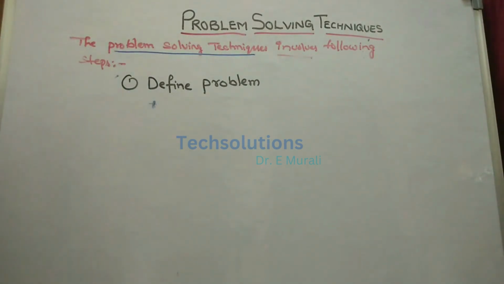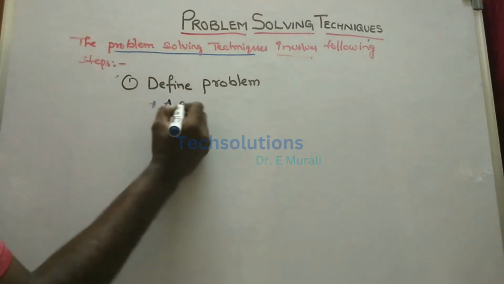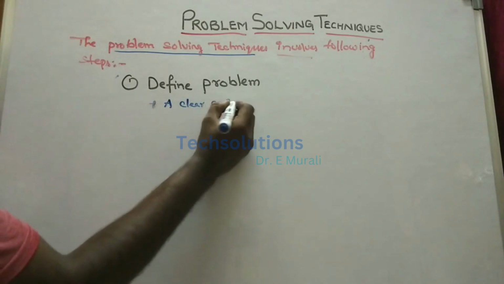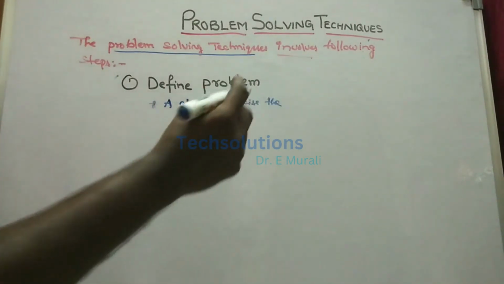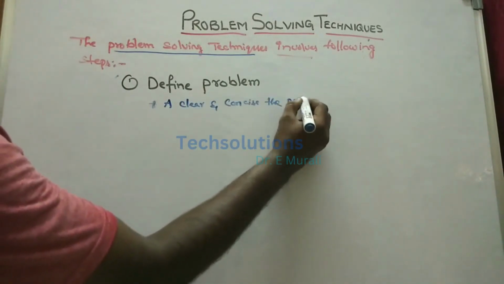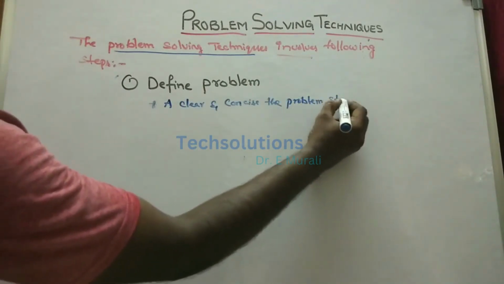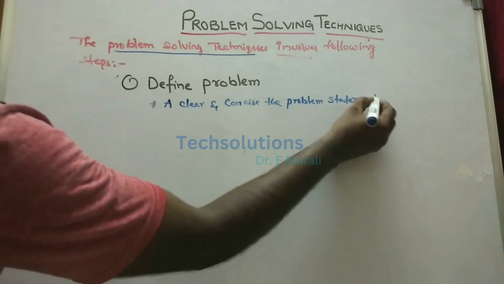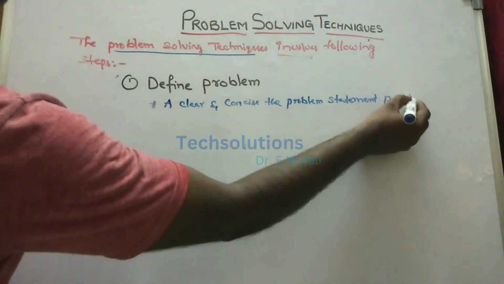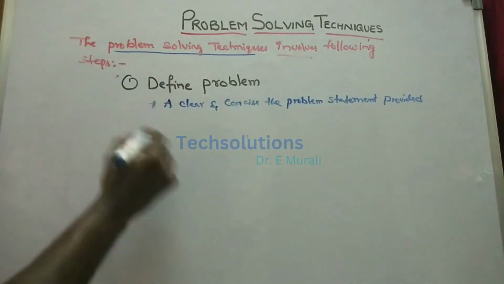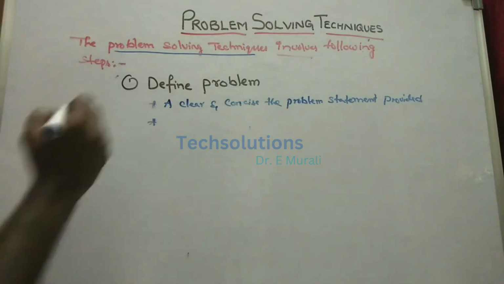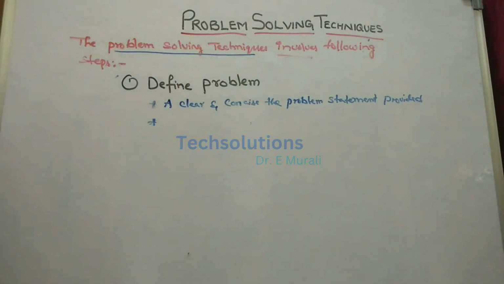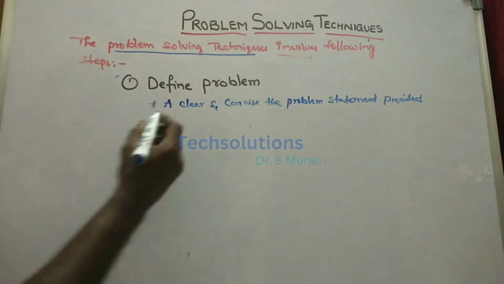First, we have to be clear and concise about the problem statement. What is the problem statement that is provided? In this problem statement we must be clear and concise. After that, if you are clear about the problem statement, then you should specify.